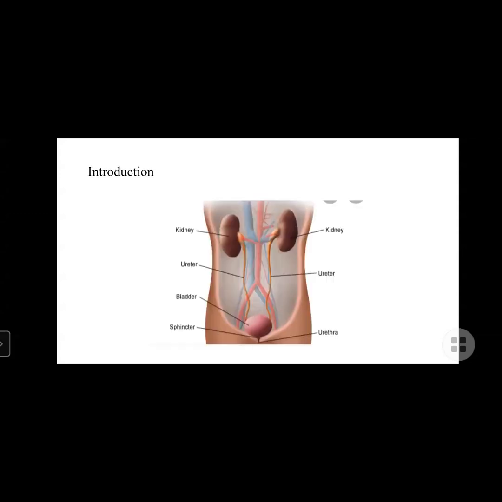And generally, infections of the upper urinary tract are considered complicated, and infections that involve the lower urinary tract are uncomplicated. So this is to illustrate what was just said. We have the kidneys, ureter, bladder, and the urethra. So any infection that involves the renal parenchyma is complicated. And if you have an infection that involves the lower urinary tract, this is an uncomplicated urinary tract infection.